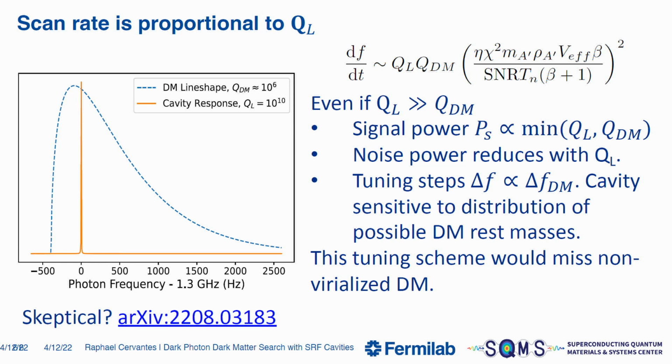And yes, that is true. Because of that effect, this signal power levels off once you get to a Q that's comparable to the quality factor of the dark matter. However, because your signal power is now confined to a smaller bandwidth, the noise power integrated within the signal is much smaller. In fact, it decreases by a factor of the quality factor. You win a lot with the signal to noise ratio.